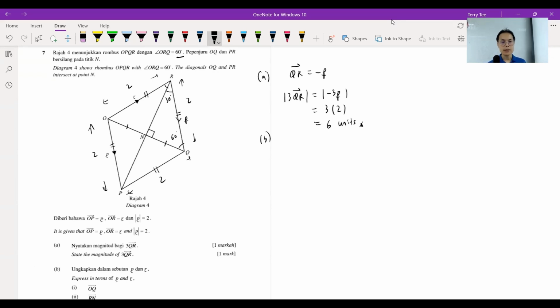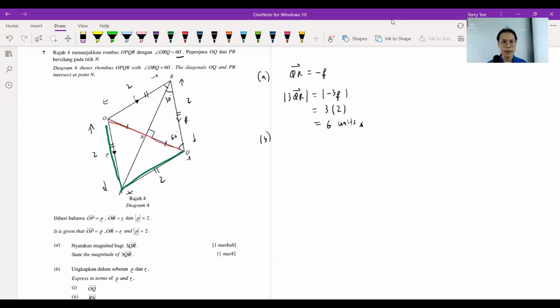Okay, next. Ungkapkan dalam sebutan P dan R vektor QN. So if I want to find Q to N, you can see it based on my diagram. I'm going to go Q to N. We know QN is basically half of QO. QO is the whole thing. This is half of it. So to go from Q to O, I can go Q to, can I go this way? Q to P, P to O. Yeah, Q to P, P to O. Wait, did I say wrongly? It's not QN, it's ON, sorry. I read wrongly.